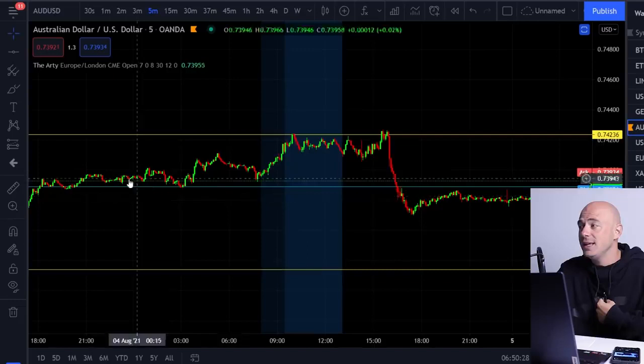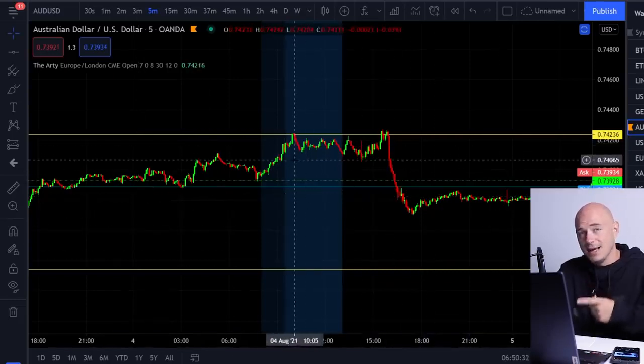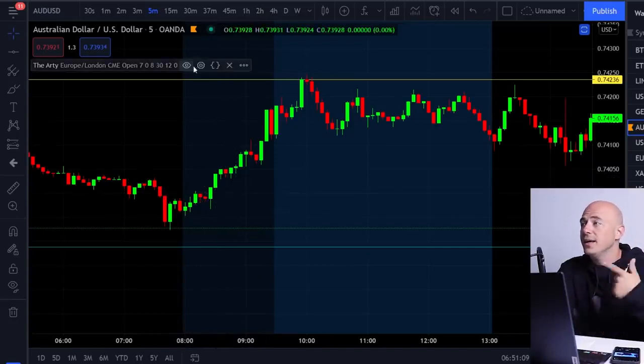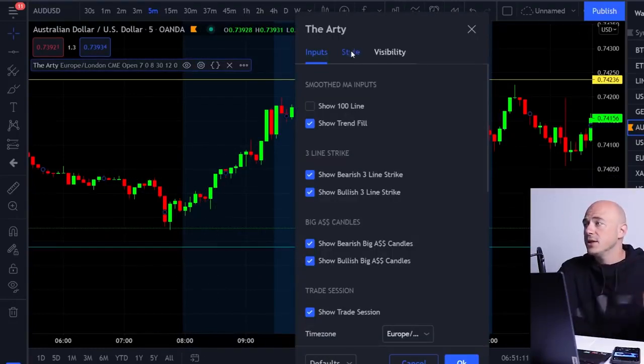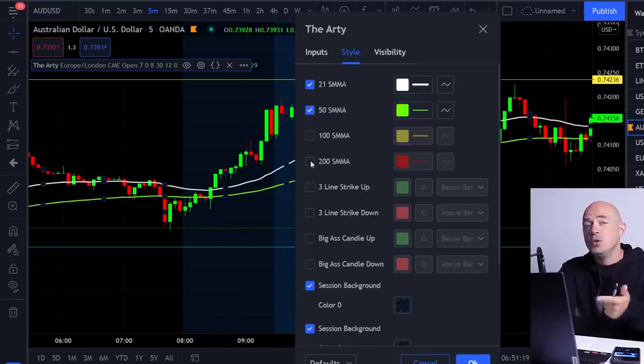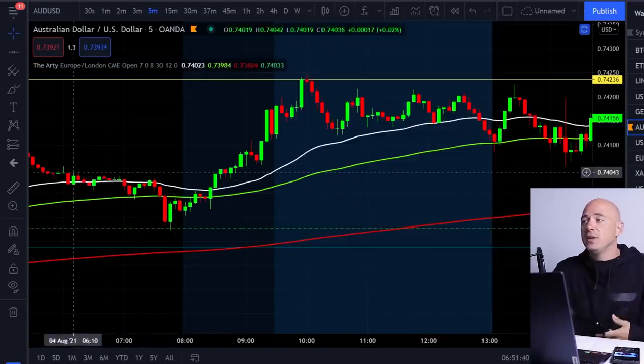I'm not looking at any of this, and I'm not looking at any of this. I am actively trading during this time. So zooming into the chart, now we can see the area that we are going to trade. Now I can turn on the other features of the indicator. I'm going to turn on the 21, the 50, and the 200 smooth moving averages. Now you can see what I mean when I say trading with the trend.